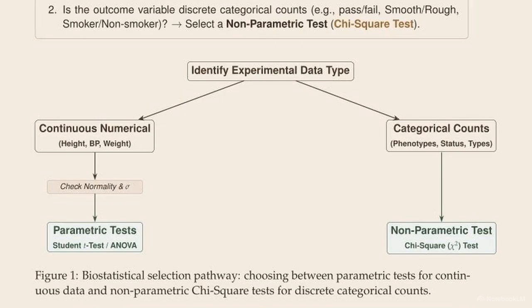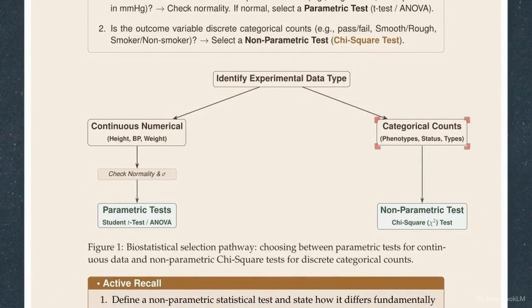This flowchart illustrates the biostatistical selection pathway. Notice how the decision tree isolates data types. The central non-parametric procedure used to handle categorical frequency data is the chi-square test. It funnels discrete counts away from parametric tests, pushing them directly into this methodology.